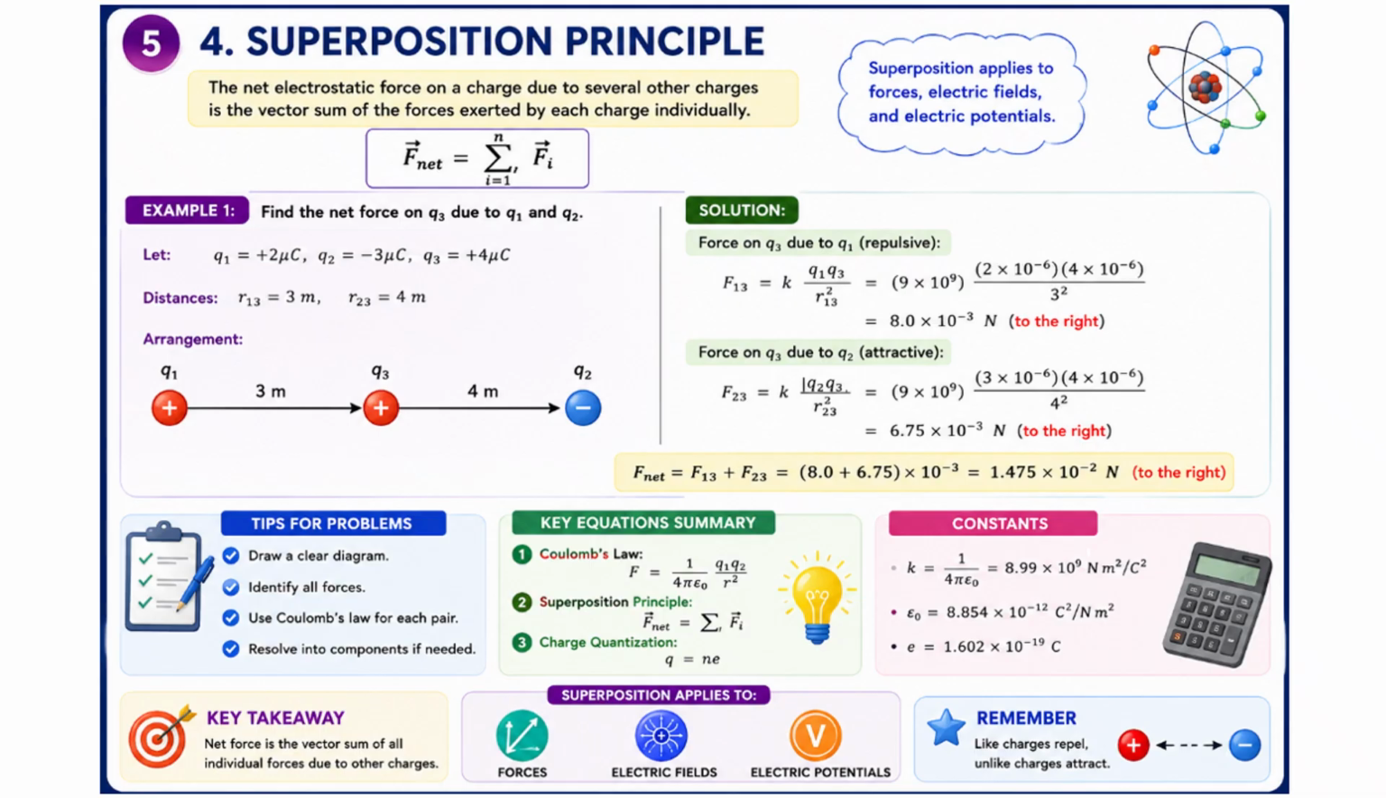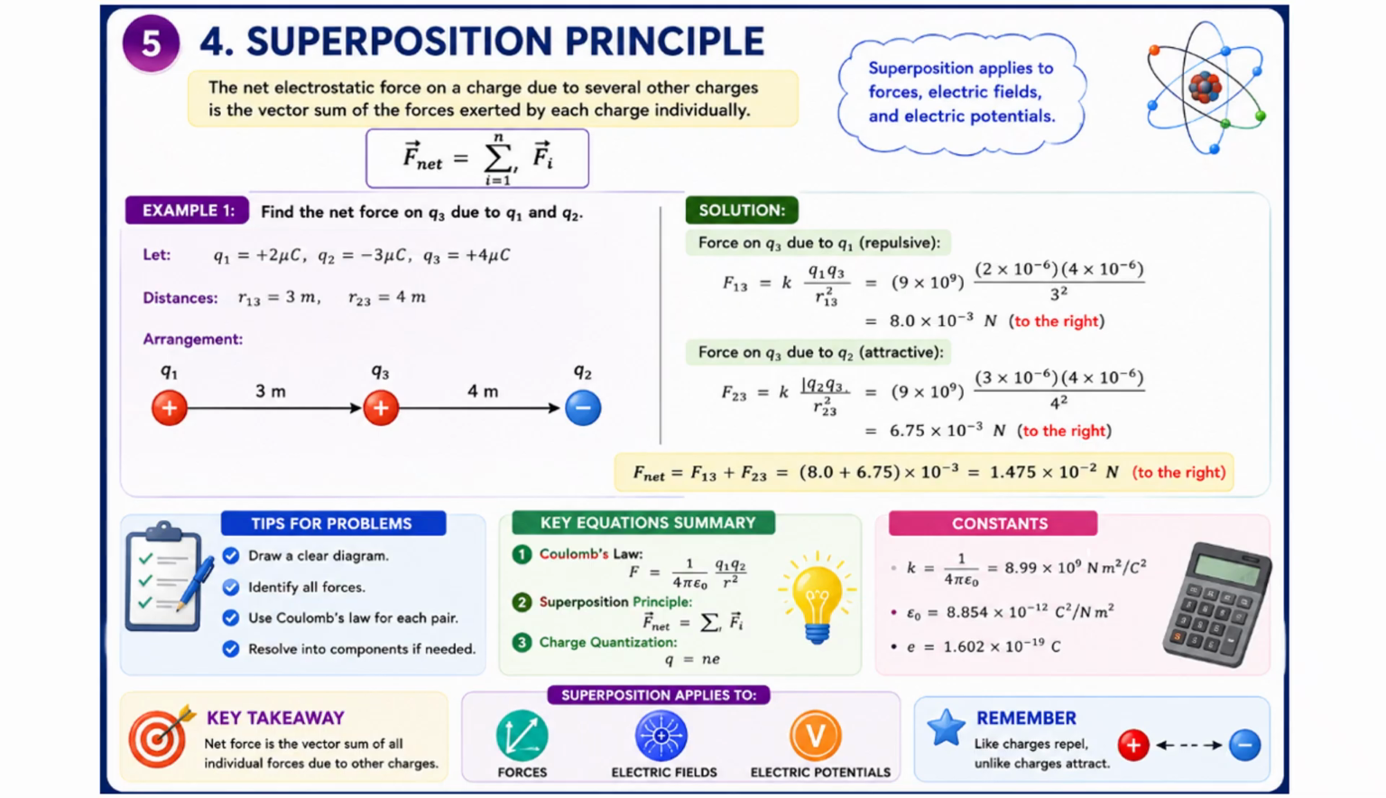Some examples were given, as you can see from my slides. We are to find the net force on Q3 due to Q1 and Q2. Example 1. Here, if you look at this problem, we have already explained the like charges, the repulsive force, and the attractive force. So here Q1 is given, and Q2 is given, as well as Q3, and their distances of separation are given as 3 meters and 4 meters.